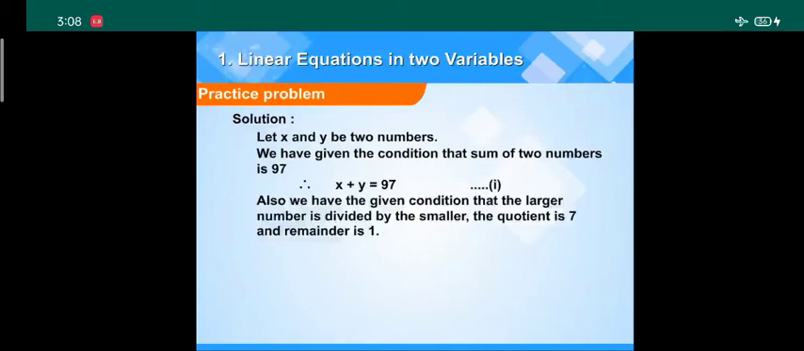Also, we are given the condition that when the larger number is divided by the smaller number, the quotient is 7 and the remainder is 1.